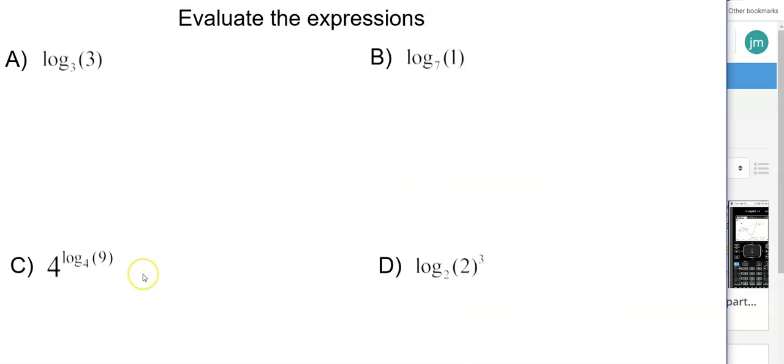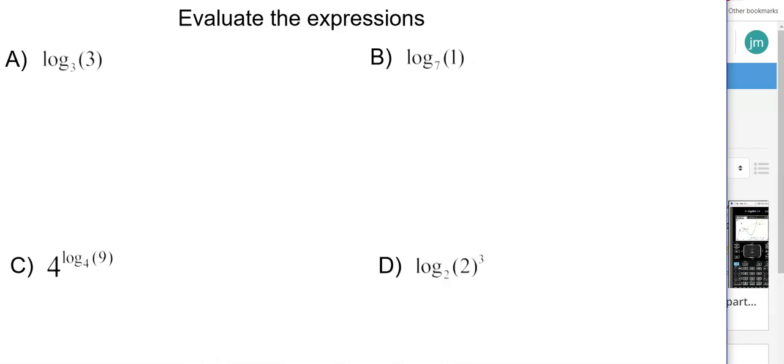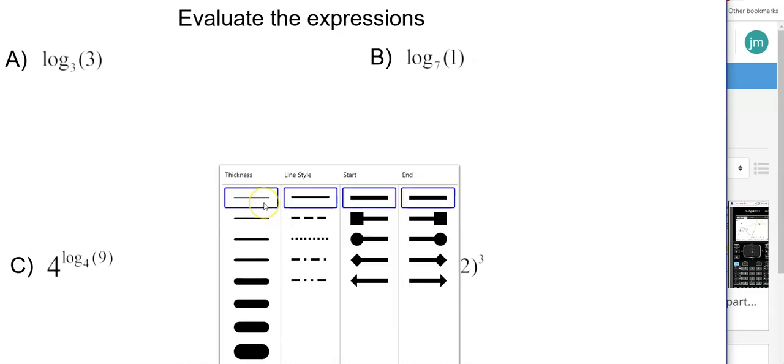Let's try to apply those. So these are actual problems. Can you apply those same 4 properties? They might be in a different order, but go ahead and stop the screencast and try to figure these out. I'm going to do them, and just watch if you want.